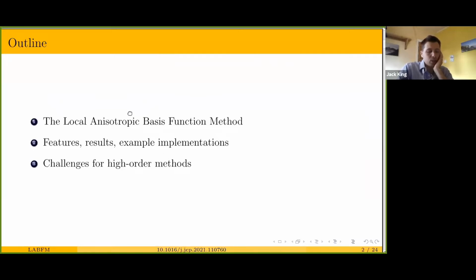So I'll provide a little motivation and then give sort of the detail of LABFM, or the local anisotropic basis function method. Then I'll spend some time going through some various aspects of the method, so accuracy, consistency, stability, and show some example implementations to highlight its current and potential capabilities. Then I'll end with a little discussion on the challenges that I think high order mesh-free methods might pose.